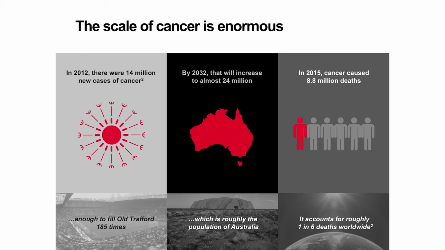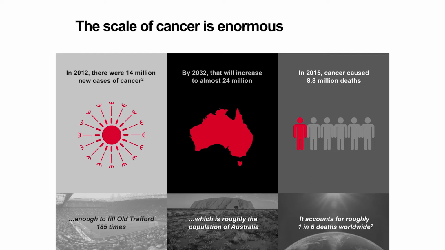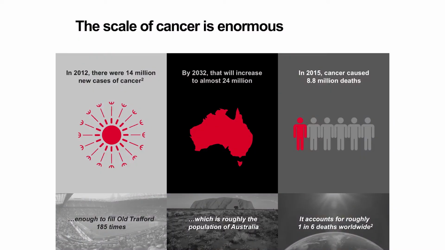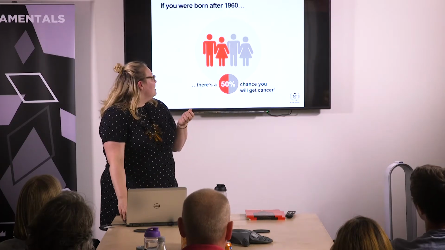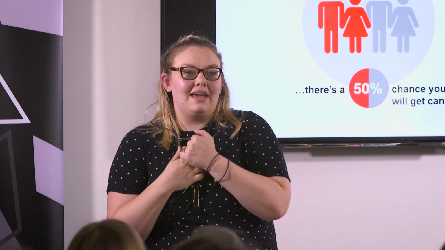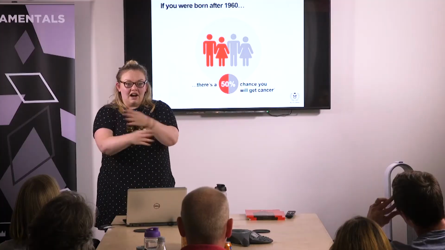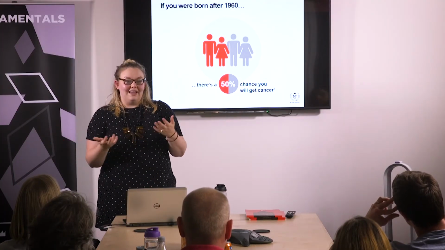By 2032, that'll be up to almost 24 million, and that's the population of Australia. And in 2015, cancer caused 8.8 million deaths, and currently cancer is responsible for 1 in every 6 deaths across the world. It's very morbid, and I do apologise. Statistically, it does have a huge impact on human health and human disease. And this is the most recent fact, that if you're born after 1960, there's a 50% chance that you will get cancer, which is mind-blowing. So statistically, half of us in this room will get some sort of cancer.